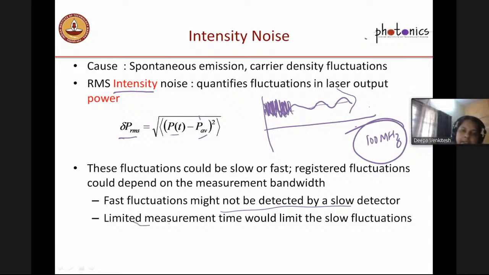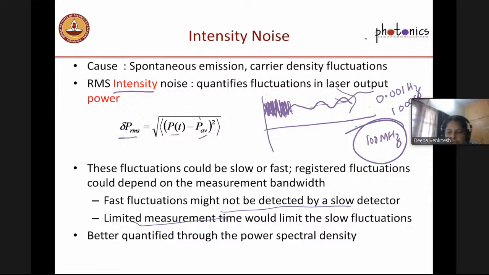The other limitation is the limited measurement time. Let's say my fluctuation is at 0.001 hertz, which means that I have to wait 1,000 seconds before I see a fluctuation. And if I did not make a measurement for 1,000 seconds, I've missed that fluctuation. So it is actually a trade-off. You need to choose the right bandwidth for the detector, and you also need to choose the right integration time for these measurements. Both will affect your measurements.